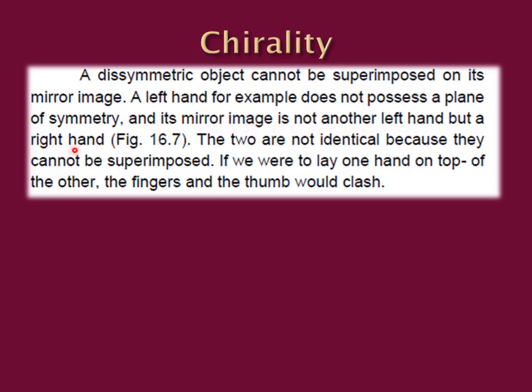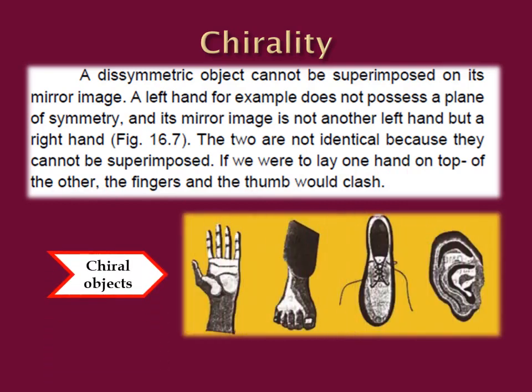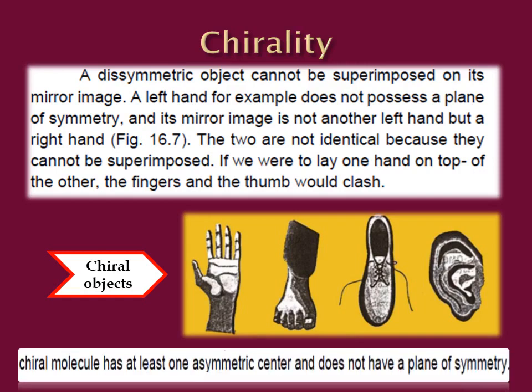Now place your left hand in front of a mirror. You will see a right hand. The two are not identical because they cannot be superimposed. Why? Because if we were to lay one hand on top of the other, the fingers and the thumb would clash. What are the chiral objects? For example, look at the hand, a foot, a shoe, and an ear.